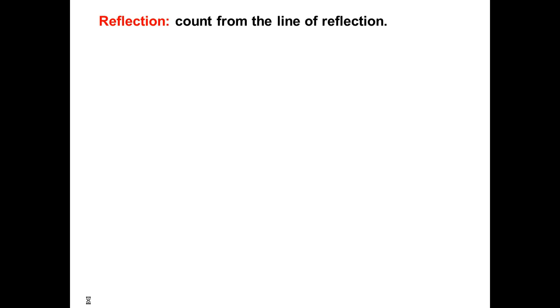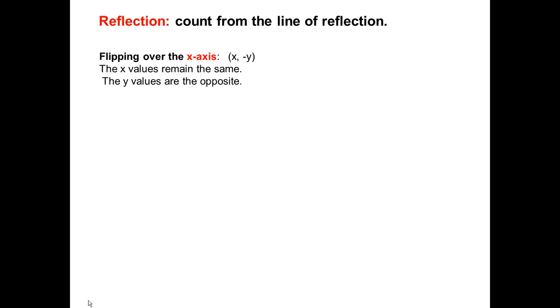So part of our notes, a reflection. To do a reflection, you're going to count from the line of reflection. And this will make more sense as we start working problems. But essentially, when we are flipping over the x-axis, our x values will remain the same and the y values will become the opposite. So we look at that as the ordered pair (x, -y), because our x coordinates will remain the same but our y coordinates will become the opposite.